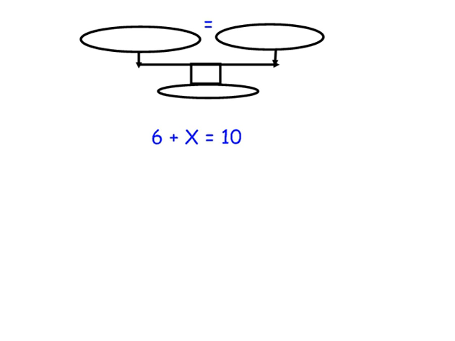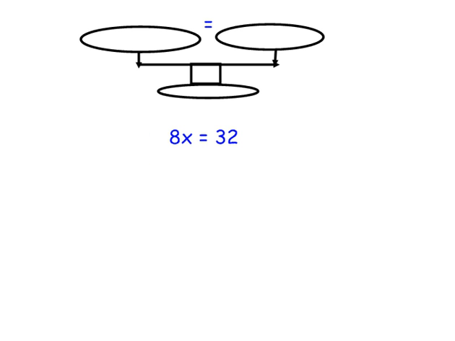How about this next one? 6 plus x is equal to 10, or 6 added to some number is equal to 10. Well, we know that we're going to have to count up from 6. So we can go 6, 7, 8, 9, 10. It looks like it's going to be 4. So we plug in 4 for x, and we get 10 is equal to 10. This proves that our scale is balanced. And so our solution is x is equal to 4.